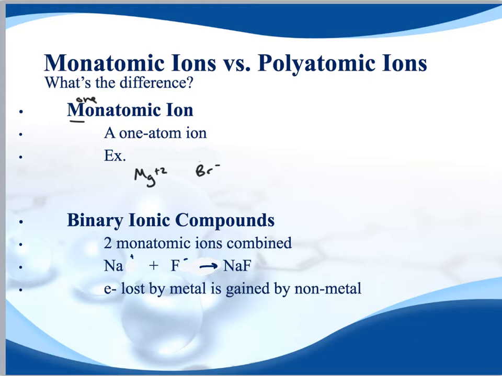And these, remember, form binary ionic compounds. You have two monatomic ions that are combining. So for instance, this one here, this plus sign should be up here for sodium. A sodium ion plus a fluoride ion react in a 1-to-1 ratio to give you sodium fluoride. We'll learn how to name it in a moment. The electron is lost by the metal and is gained by the nonmetal. It physically loses it and is gained by the nonmetal. So in ionic compound formation, the metal loses the electron, the nonmetal gains the electron.